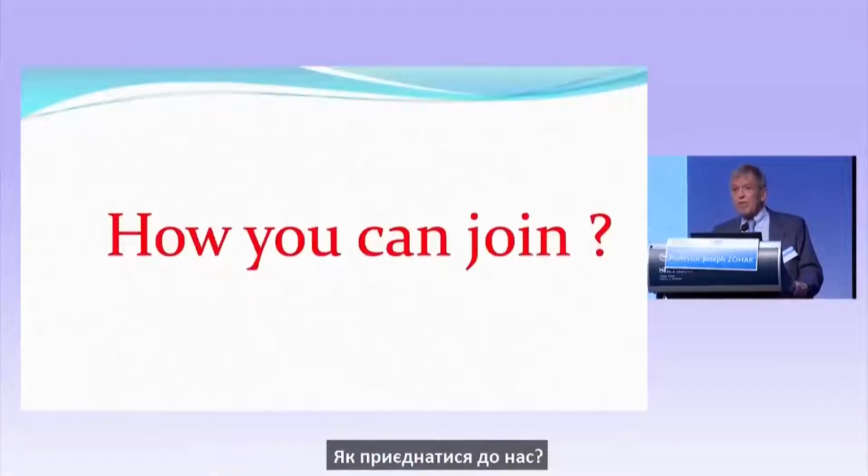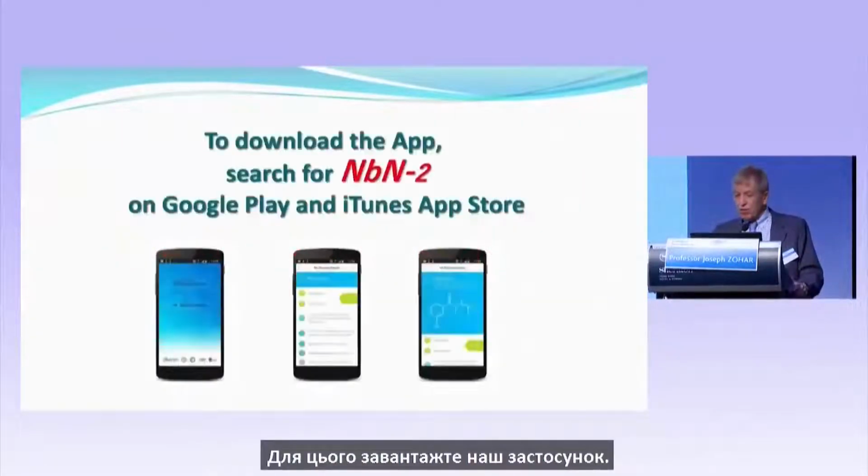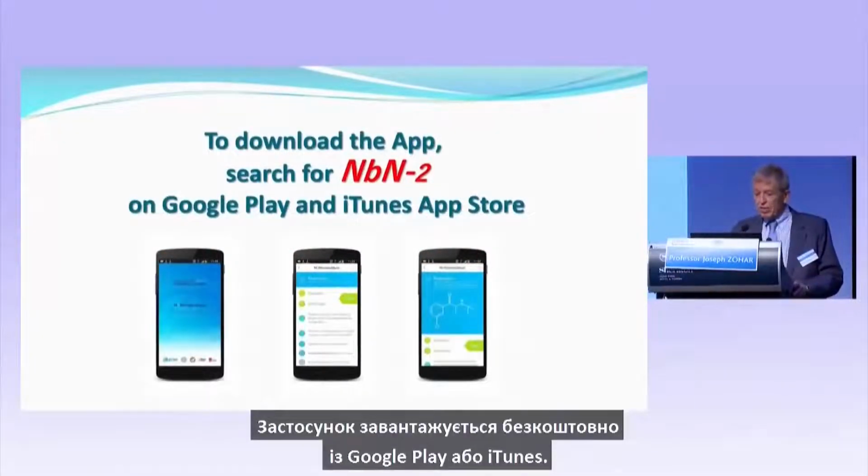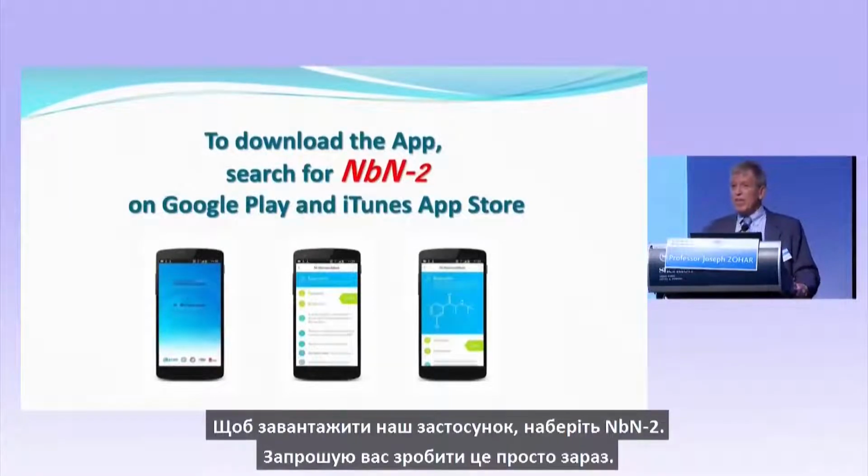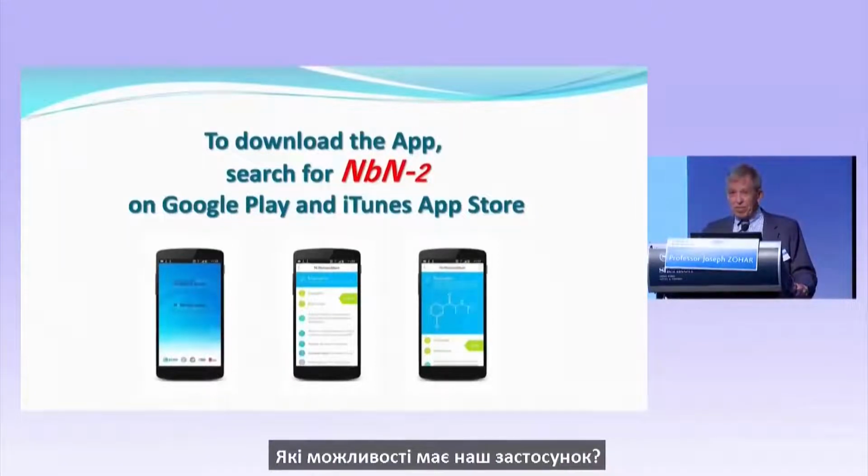So basically how everybody can join in, and the way to join in is to download the app. It is free of charge. You can get it either on Google Play or iTunes apps, and you can download it by typing NbN2. And I encourage you to do it now.